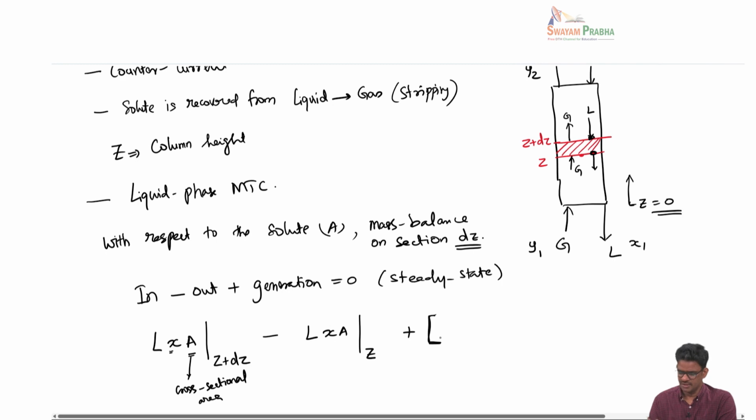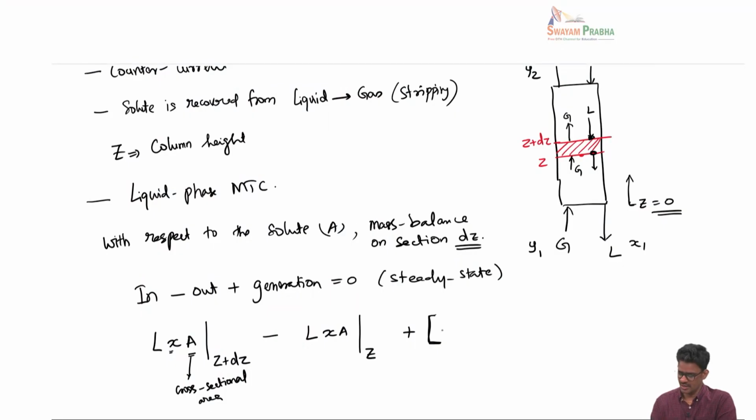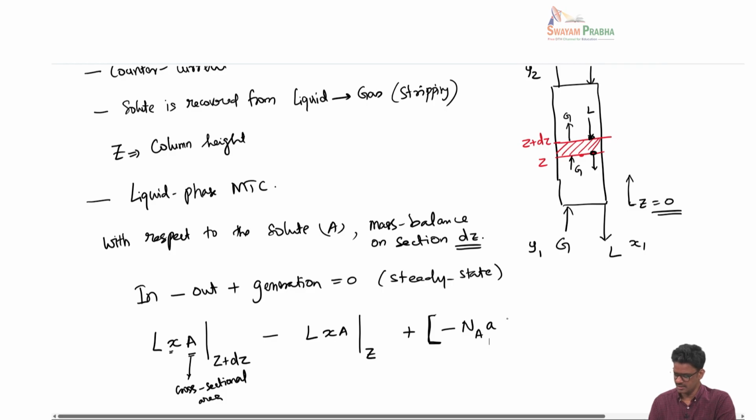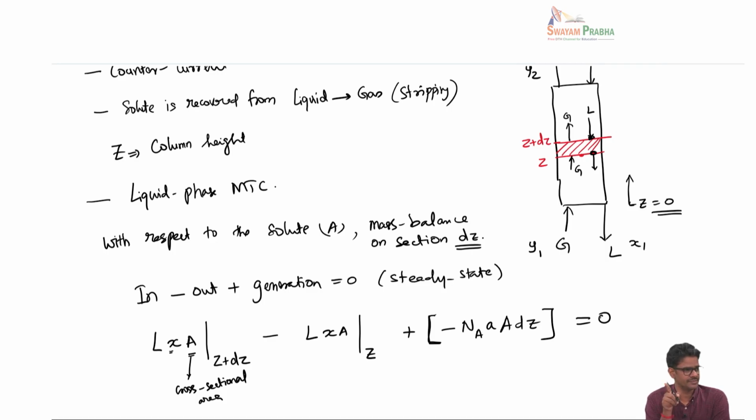Now, this generation or loss is because of mass transfer. The liquid is actually losing its solute to the gas. So, instead of getting generated, it is actually losing it. It's a loss term, okay, and we can model that as minus N_A a A dz, and that must be equal to 0. Please note, N_A is the mass transfer rate, which is always written as a positive term. Some mass transfer coefficient times the driving force is always positive, okay. But here the liquid is losing because it's stripping operation. So, I have put a minus sign here because it is not generated, but actually it is lost, okay.